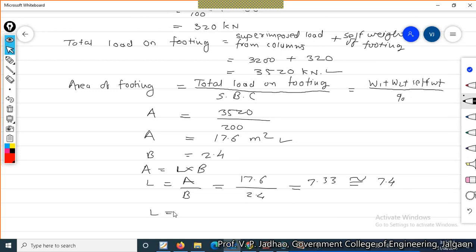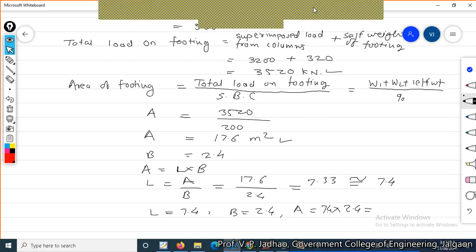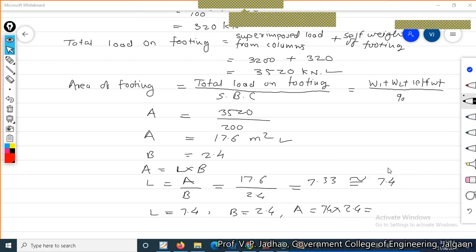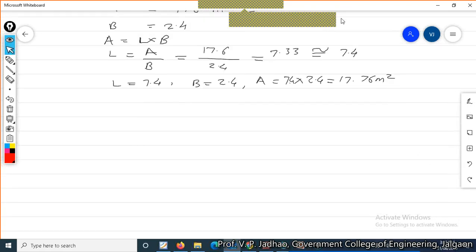So the length is equal to 7.4 meter and the width 2.4 meter, whereas the area of footing is equal to 7.4 multiplied by 2.4. How much is it? 7.4 multiplied by 2.4 is 17.76 meter square. So this is how we have to calculate the area of footing.